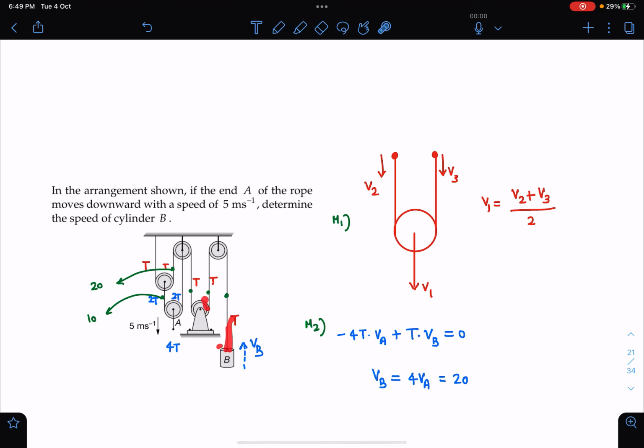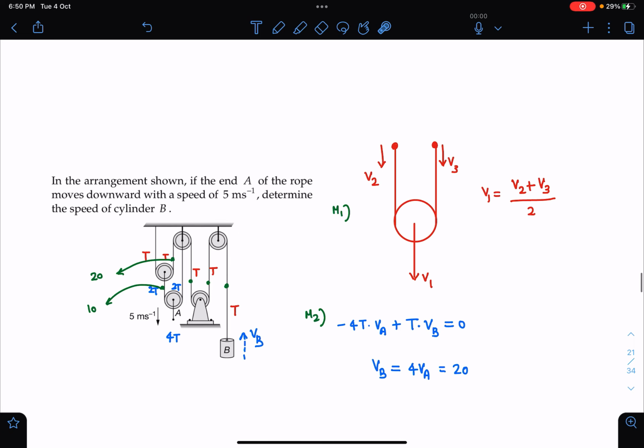If here tension is T, T, T, T, T, so this will become 2T, 2T. And here you can see 4T will be the net tension on this block. So minus 4T VA plus T VB equal to 0. So VB is equal to 20 we are going to get. Alright. So both the methods will give the same answer.